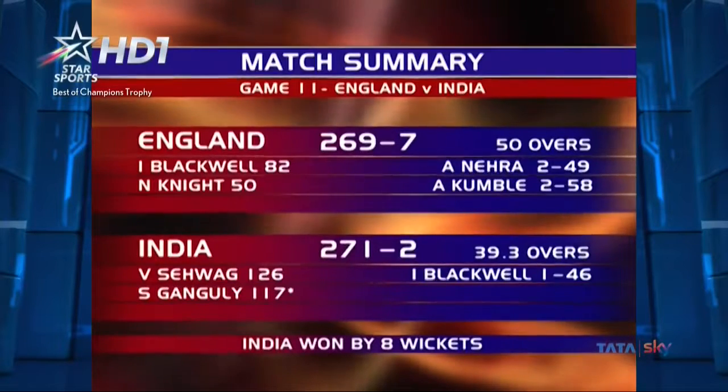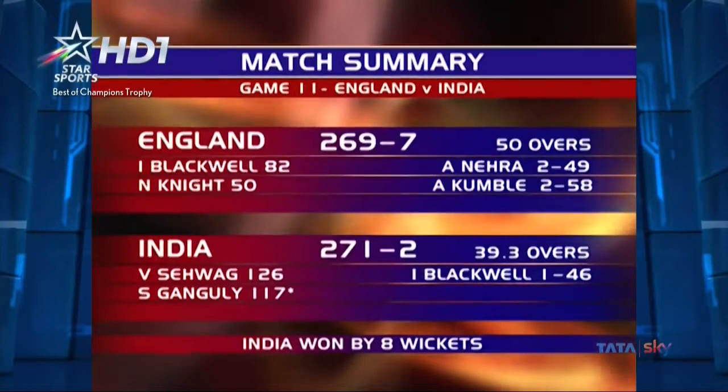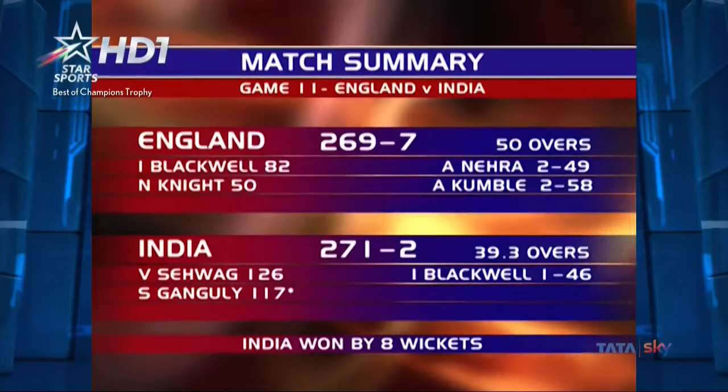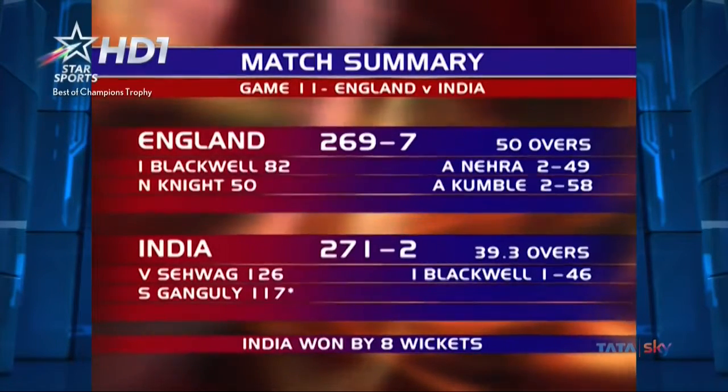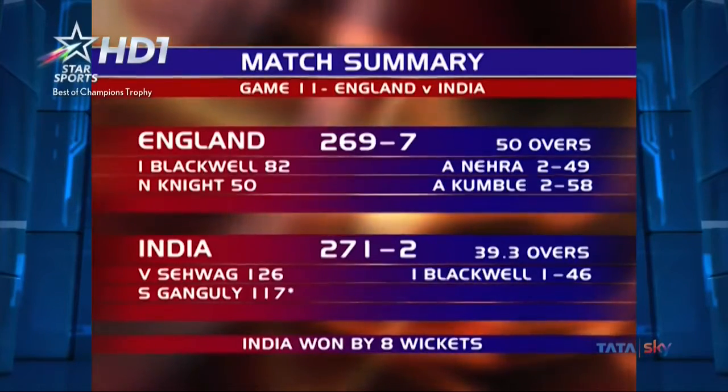So there we are, the match summary. England making 269 for 7. Remember, they recovered well from 7 for 2 early on, but that's all they could make off their 50 overs. And India absolutely cruising to their winning total off less than 40 overs.